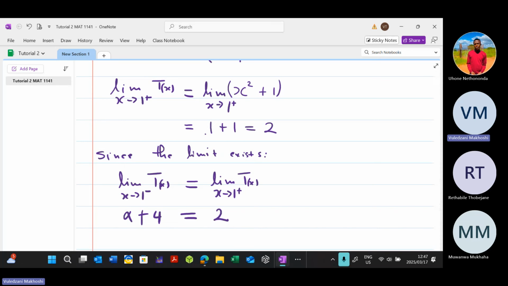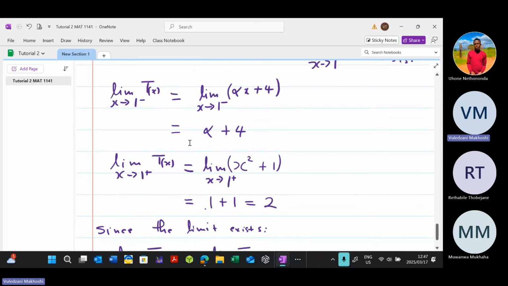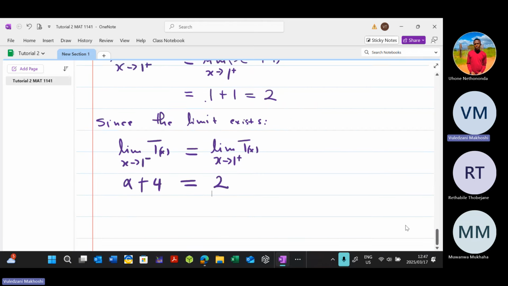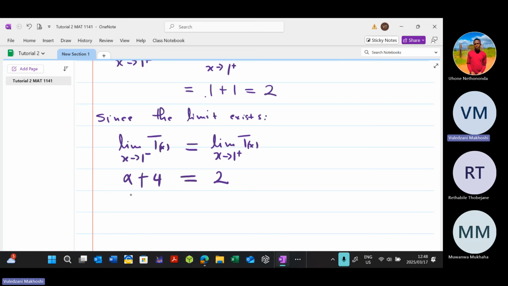And you see why we are saying that you don't just claim that this is equal to that one. You must show that indeed this limit does exist and it's equal to that one. It's the proper way of writing. So if you reach this stage, then we solve for alpha, and then we note that alpha is equal to 2 minus 4, which is minus 2, like that.